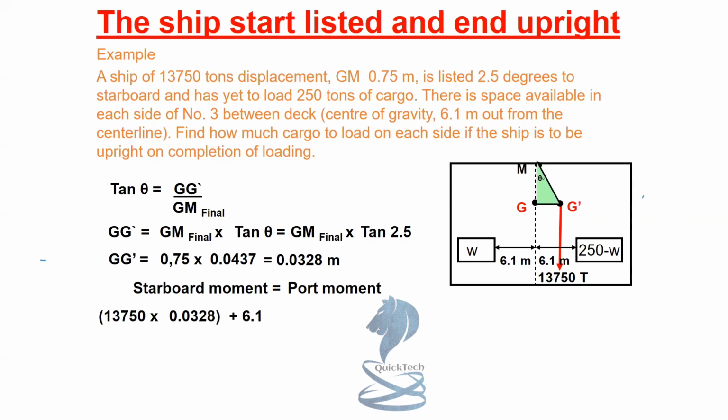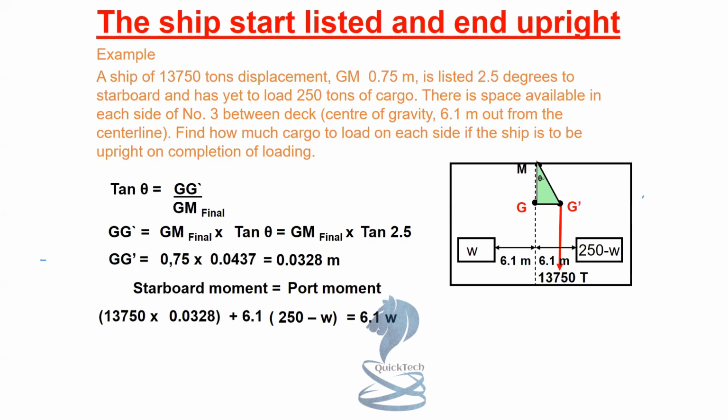Hence the moment created is 13750 into 0.0328, plus the moment created by weight 250 minus W, that is (250 minus W) into 6.1, equal to the moment on the port side by weight W, that is 6.1 into W.